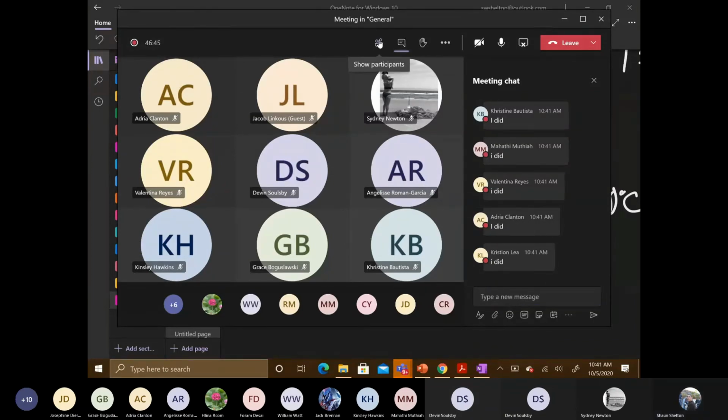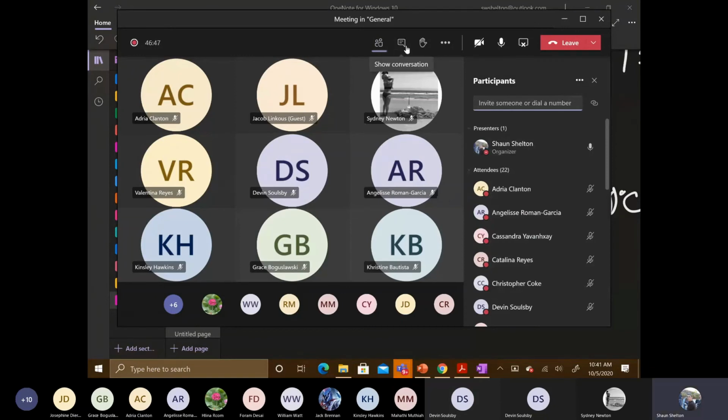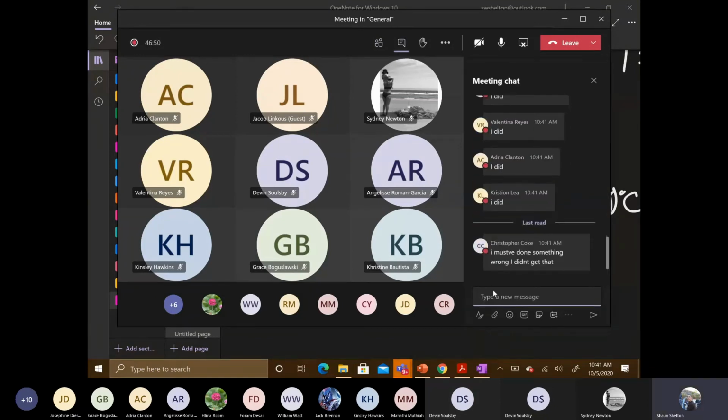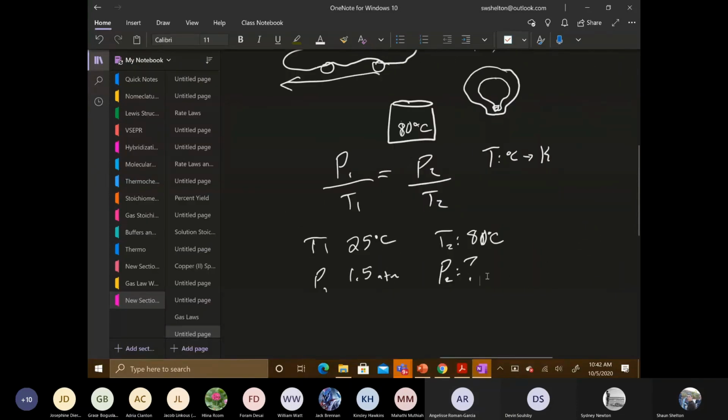All right. Good, good. Did you convert to Kelvin, Christopher? So take 1.5 divided by 298 Kelvin, and then multiply that by, so your 80 degrees needs to be converted into Kelvin. So 80 plus 273 gives you 353.